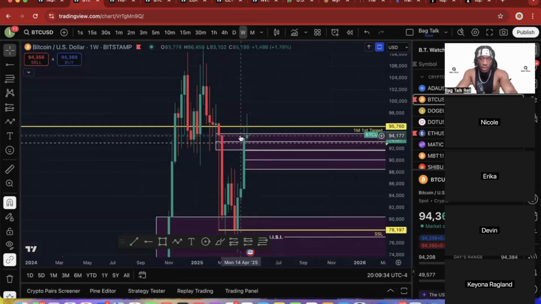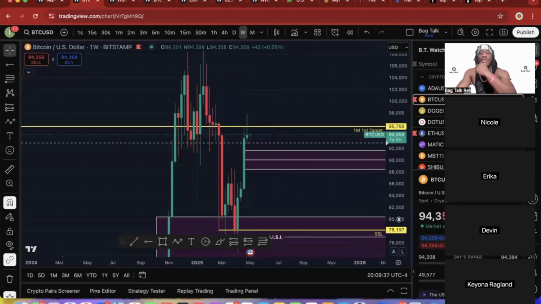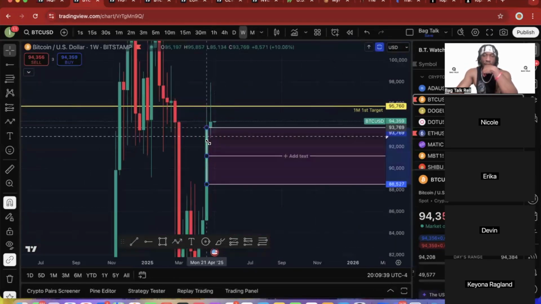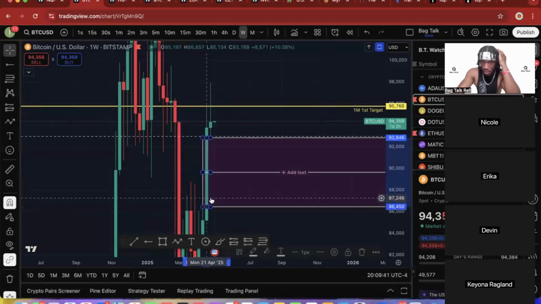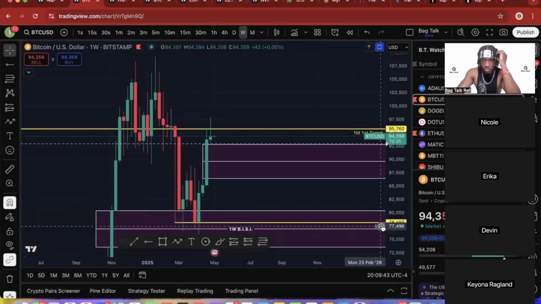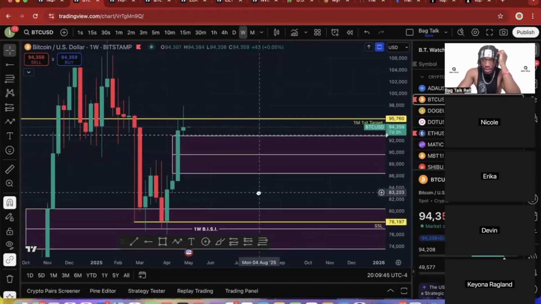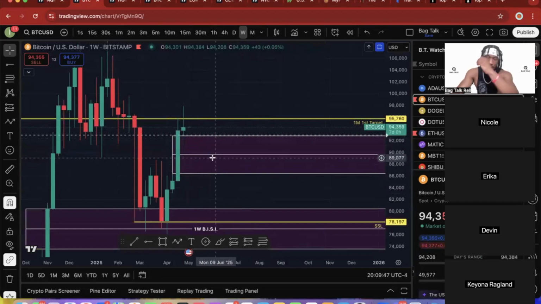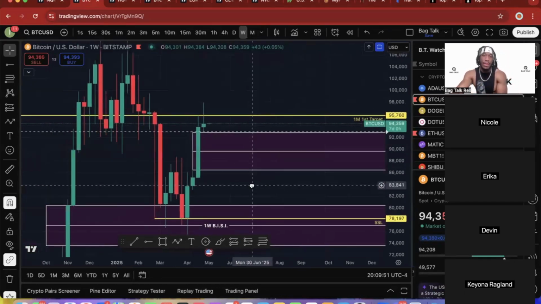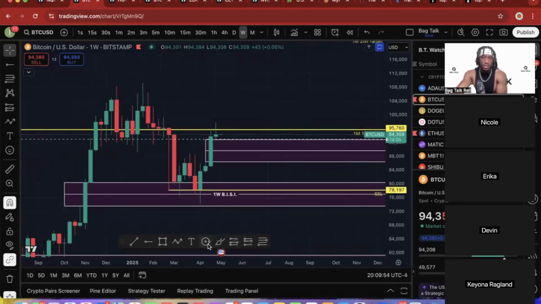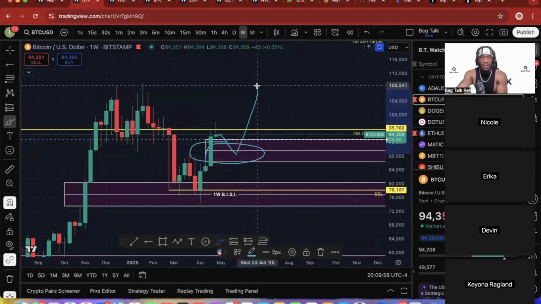What do we just do on the weekly chart? On the weekly chart, we just made a bullish fair value gap right there. And so we'll watch this. I think the absolute safest play for Bitcoin right now is, if you're bullish, you want to see price hold this weekly bullish fair value gap to go higher.